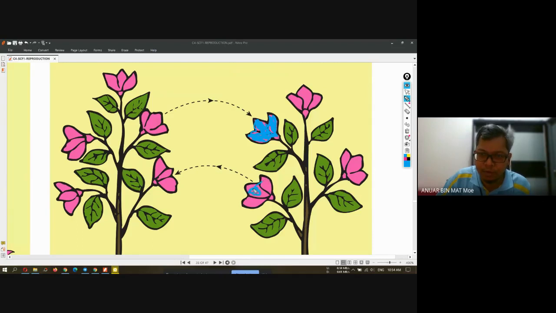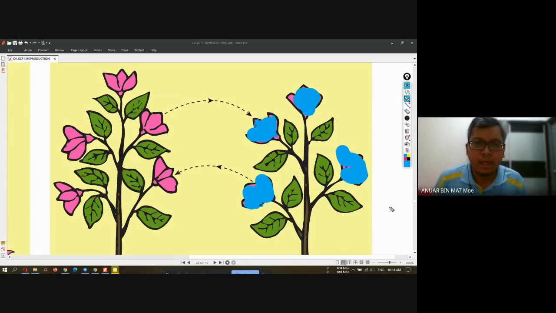This is all blue color. Okay, it's all blue color. Oh, okay, blue color. Also blue color. Blue color. Okay, if all blue color, so can pollinate or not?